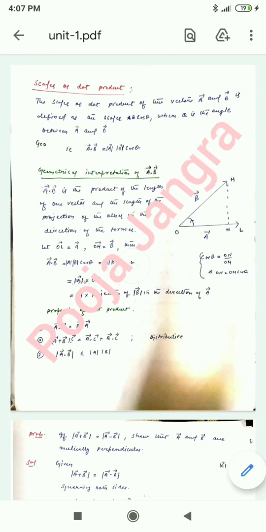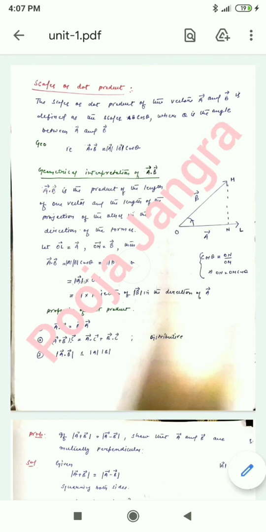What is cos of theta? Cos of theta is equal to base upon hypotenuse, perpendicular, base, hypotenuse. So what is your base? Your base is ON, and ON is along A, and what is your hypotenuse? Your hypotenuse is OH. So cos of theta is base upon hypotenuse. You can easily see here on the right hand side below the diagram: cos of theta is equal to ON divided by OH.